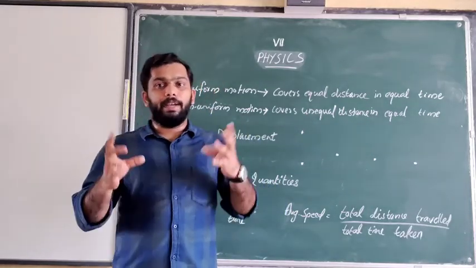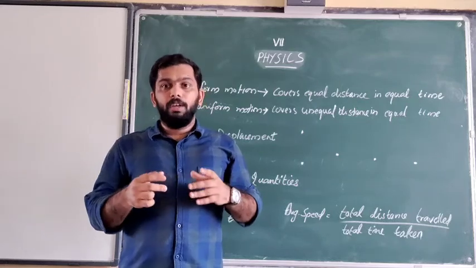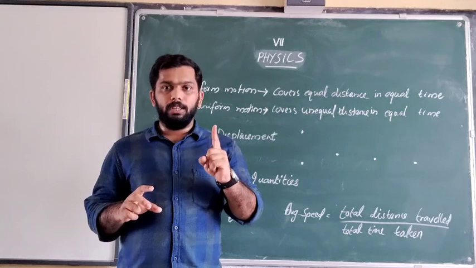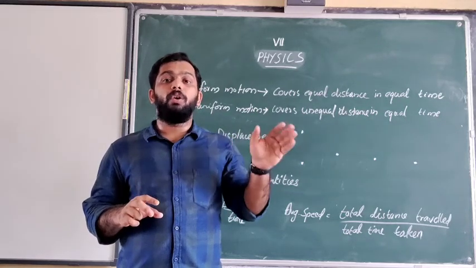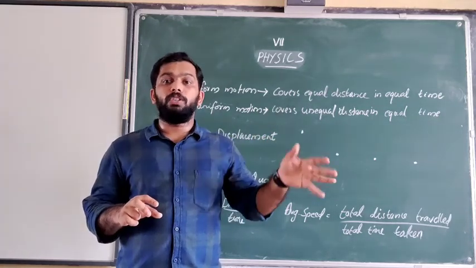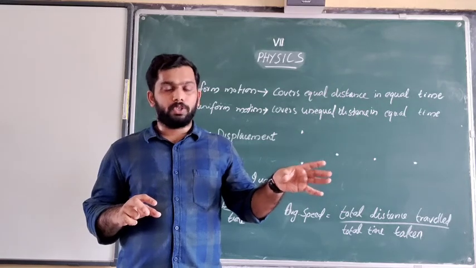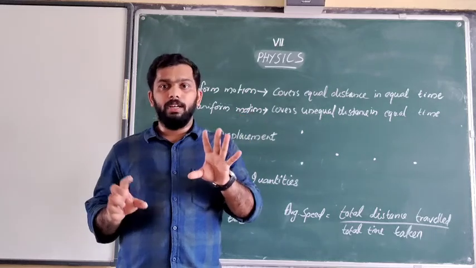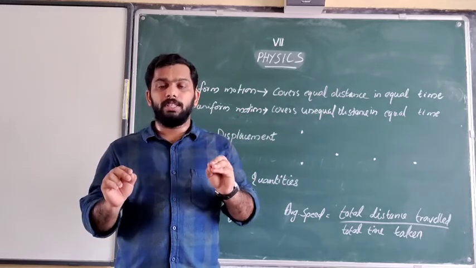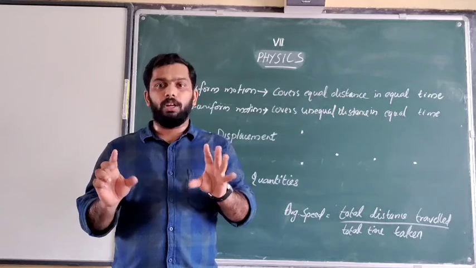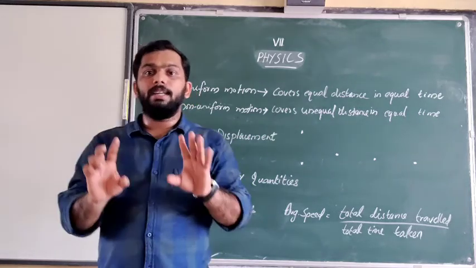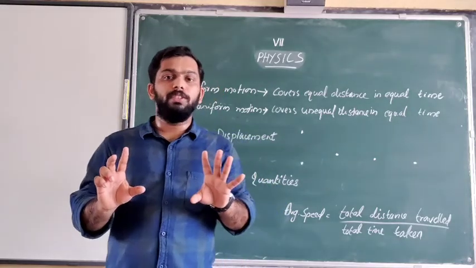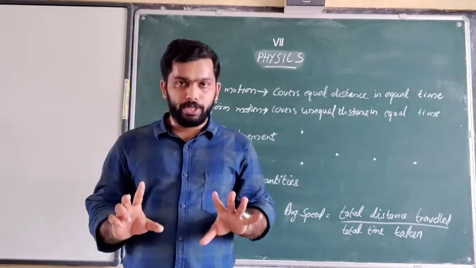For example, if a car is running and every 1 minute it is covering 500 meters: first minute it covers 500 meters, second minute also it covers 500 meters, third minute also it covers 500 meters. So every 1 minute it is covering 500 meters. So equal distance is covered in equal intervals of time. So we can say that the body is under uniform motion.